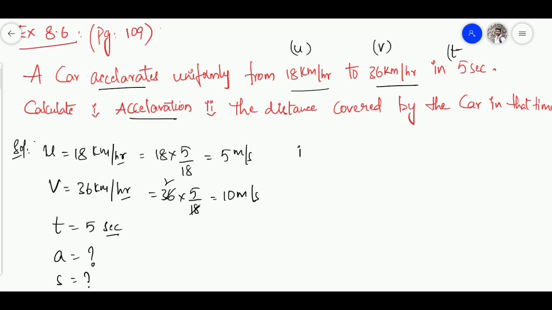So let's go with the first thing first. We know the acceleration formula. A is equal to v minus u by t. V is 10 meter per second minus u. Now no need to bother about the units, so better not take the units. 10 minus 5 and divided by 5, that's the time. 5 by 5, that is 1 meter per second square. These units are the heart of this chapter. The units in the problems are the heart. 1 meter per second square. And then you have to find the distance.